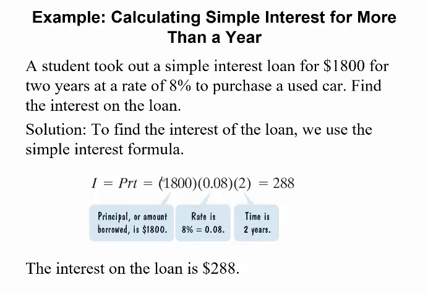The student borrowed $1,800. The rate was 8%. And then the person is borrowing it for 2 years, so the 2 goes in for time. So 1,800 times 0.08 times 2. The interest on the loan that the student would have to pay is $288. Not too bad.